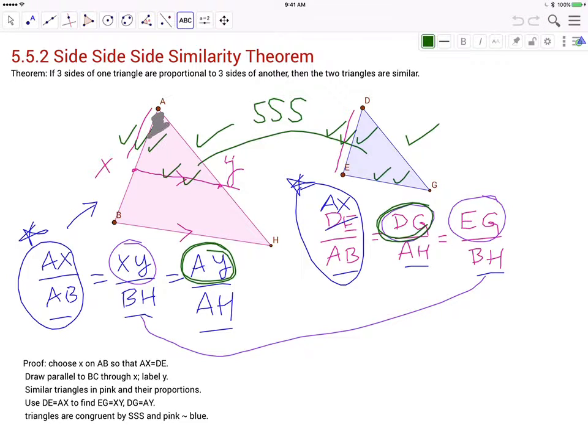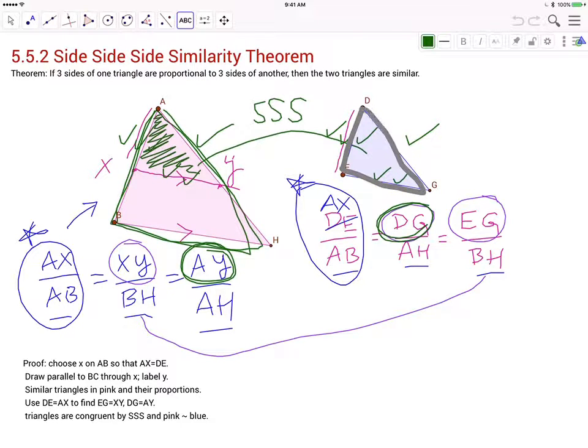This triangle over here is similar to the large by something we already knew. And so therefore, the large will be similar to this purple because the purple and the green are exactly the same triangle. And that's the side-side-side similarity theorem.